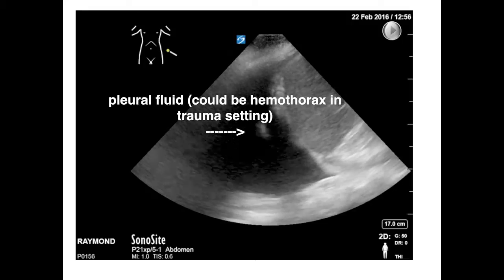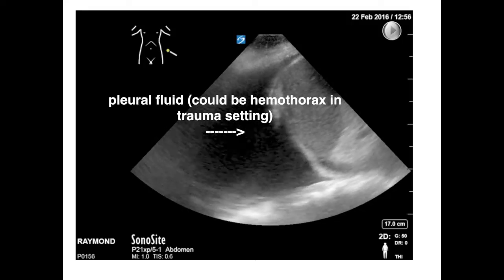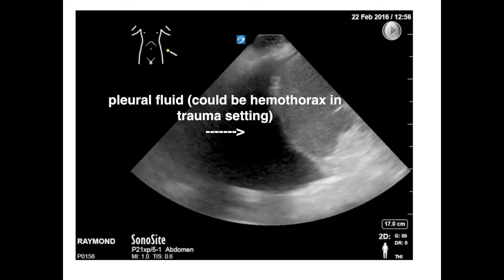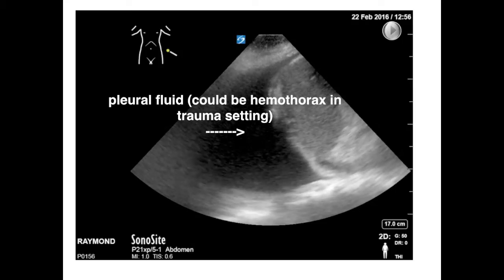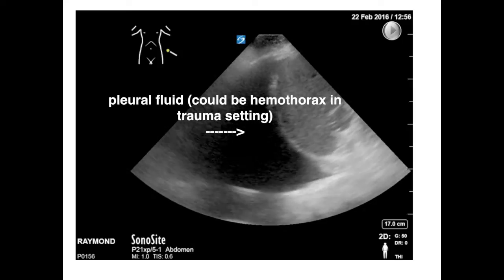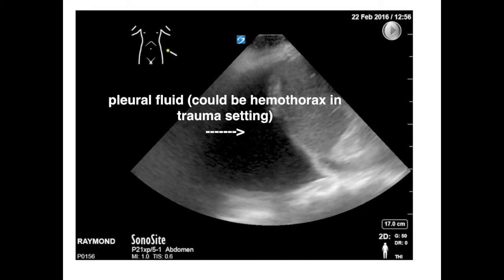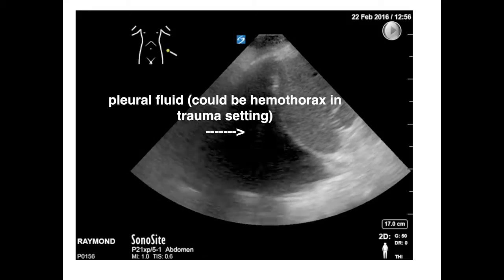Here's a picture where you have identified pleural fluid. One other thing that you should realize is that sometimes you see layering in this effusion, which is called the hematocrit sign, and that can be seen in hemothoraces.